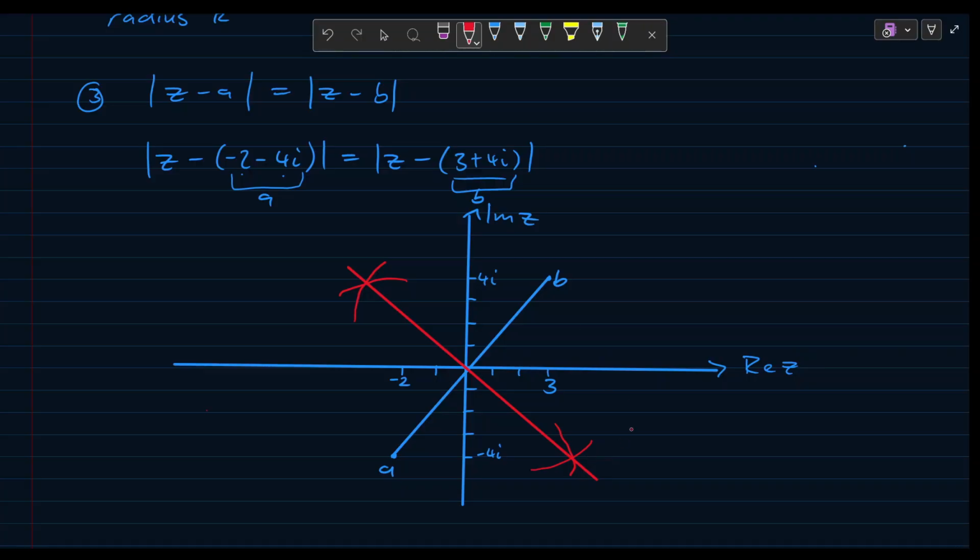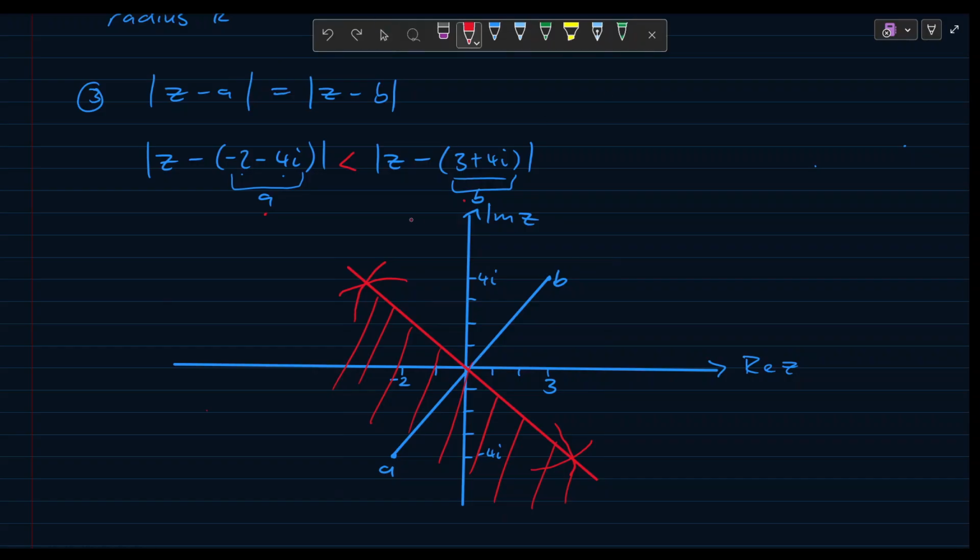So the points that satisfy your equation are the points that are on this red bisector. What if the sign, instead of being an equal sign here, was less than? So this would mean we want the points that are closer to A than B. So that's going to be points on this side of our bisector. So you shade this side.